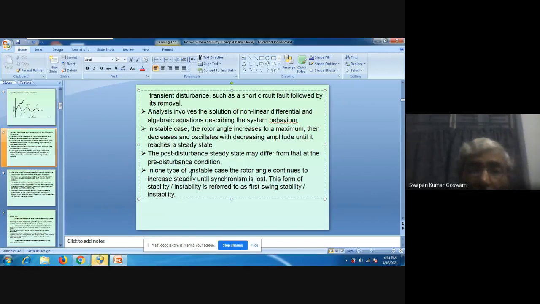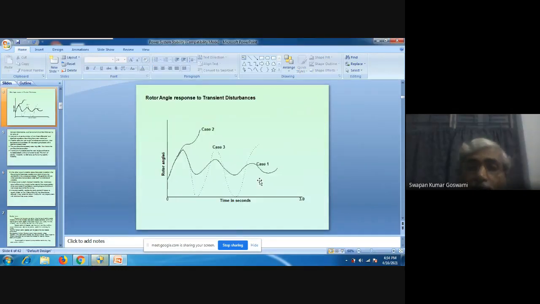In one type of unstable case, the rotor angle continues to increase steadily until synchronism is lost. You see this one: the rotor angle continues to increase until it becomes unstable. This obviously is an indication that the angle is growing continuously. When the angle grows continuously, delta is increasing. Obviously, the rotor angle will increase.